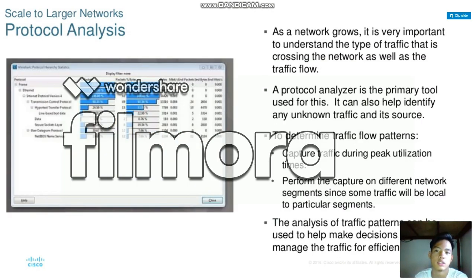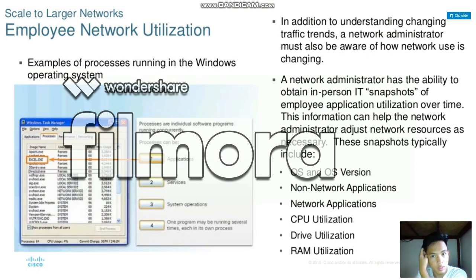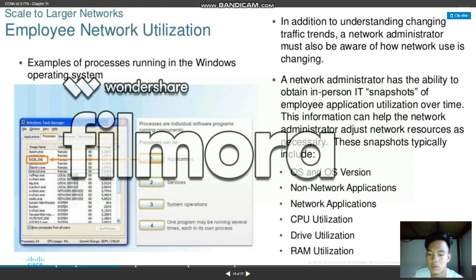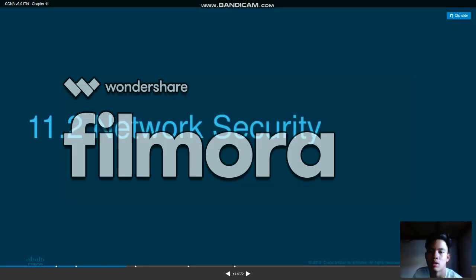So, protocol analysis. As a network grows, it is very important to understand the type of traffic that is crossing the network as well as the traffic flow. The protocol analyzer is a primary tool used for this. Employee network utilization. Samples of processes running on the Windows operating system. In addition to understanding changing traffic trends, network administrators must also be aware of how network use is changing.